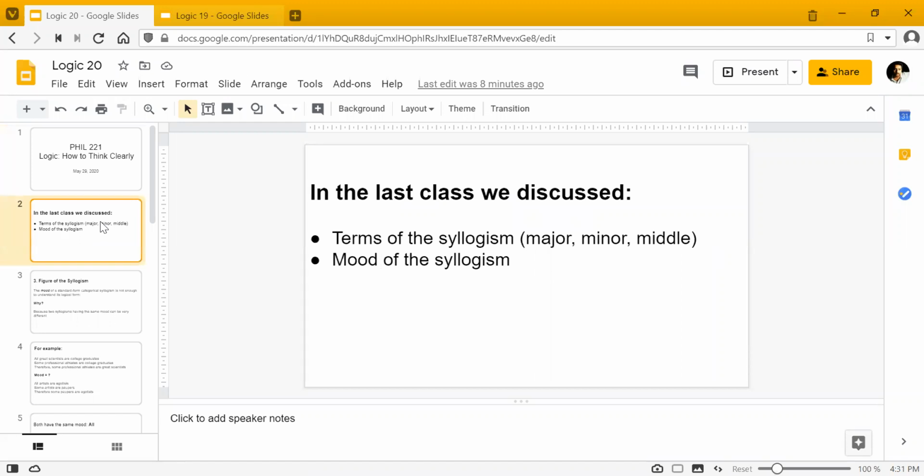Last time we discussed what a major term is, what a minor term is, and what the middle term is. And we went a little further and talked about how we get the mood after knowing what these terms are. Basically, how do we get to the major premise and the minor premise by using the terms we've determined, the major, the minor, and the middle term.